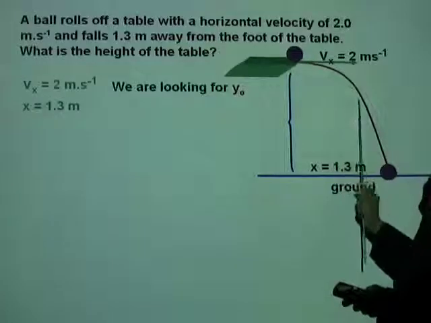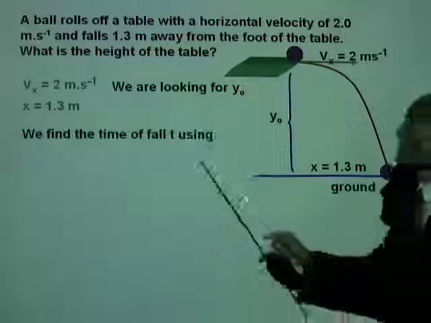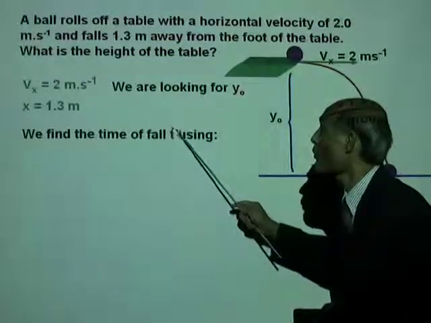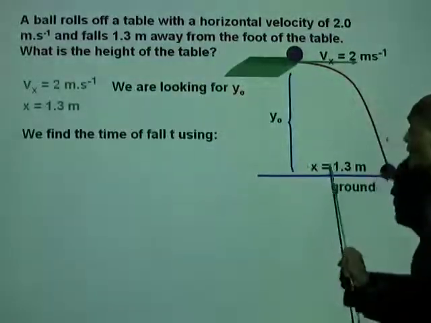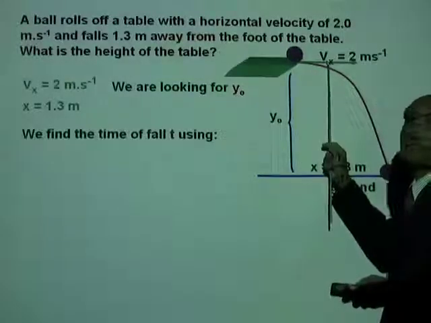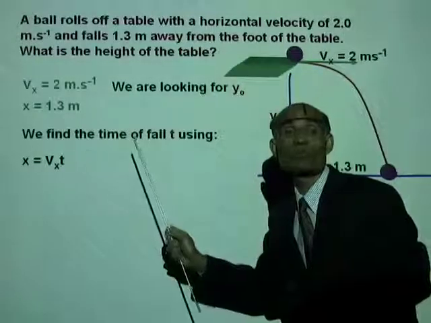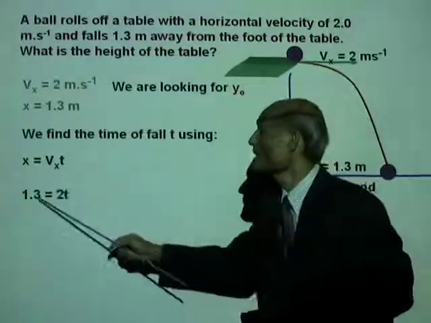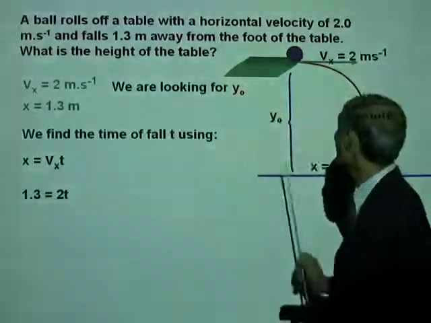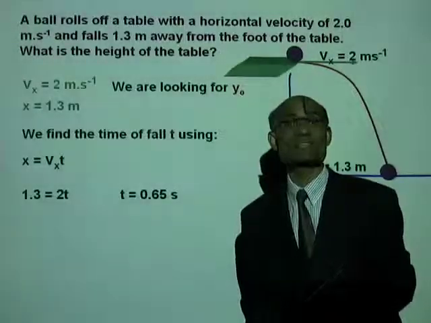Well, you can see the ball projected there, is that right? Look at that one more time. There you are. Now, we find the time of fall t using what equation? Give me an equation for x. X equal to Vx multiplied by time, isn't it? X equal to Vx multiplied by time. Therefore, 1.3 equal to 2t, or t equal to 0.65 seconds.